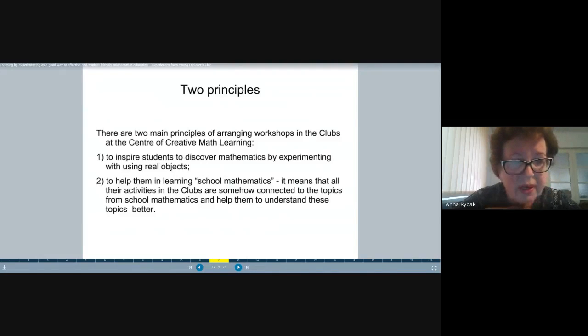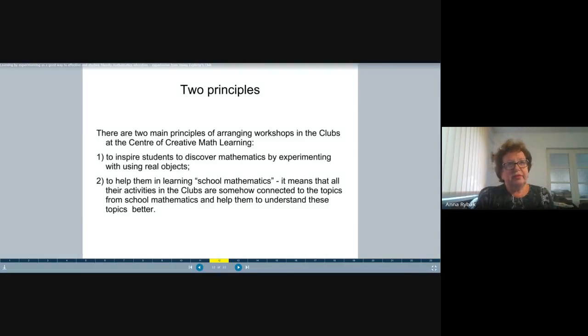First was to inspire students to discover mathematics by experimenting with using real objects, just like Zofia Krygowska proposed in her functional strategy of math education. And from the other side, we wanted to help students in their school mathematics.